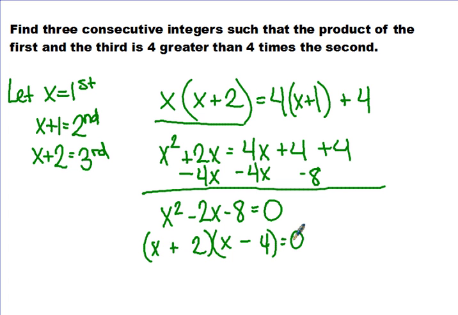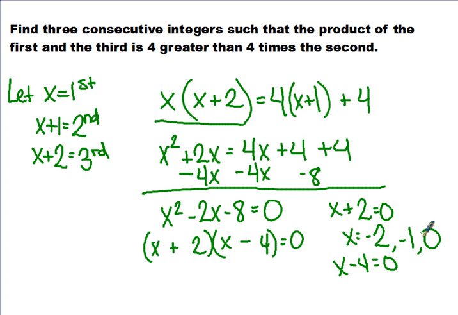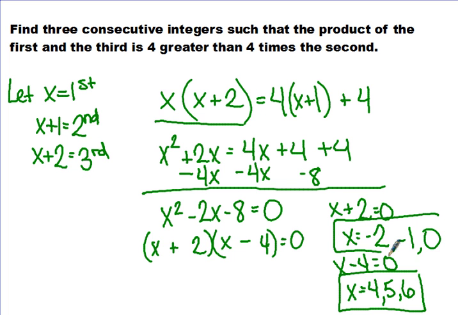Now keep in mind when we're solving for x, everything is equal to 0. So my 2 solutions are x plus 2 equals 0, and x minus 4 equals 0. What plus 2 gives me 0? Well, that's negative 2, which means that my other integers are negative 1 and 0, because negative 2 plus 1 is negative 1, and negative 2 plus 2 is 0. And when I have x minus 4 equals 0, that means x is 4, which means 5 and 6 are my consecutive integers. So the solutions to this consecutive integer problem are x equals -2, -1, 0, and x also equals 4, 5, and 6.